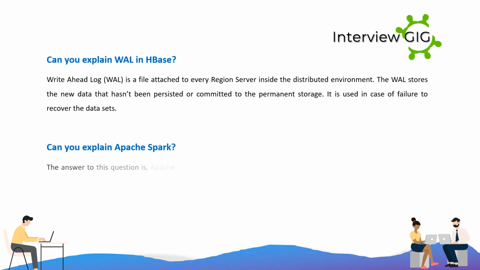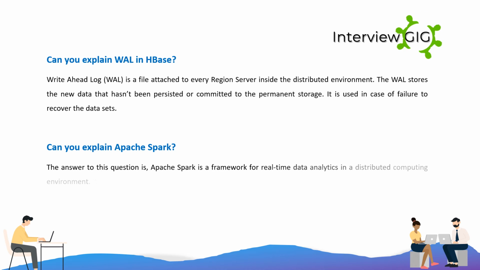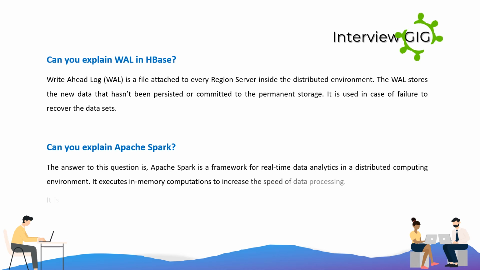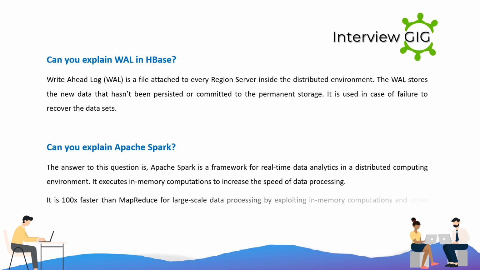Can you explain Apache Spark? Apache Spark is a framework for real-time data analytics in a distributed computing environment. It executes in-memory computations to increase the speed of data processing. It is 100x faster than MapReduce for large-scale data processing by exploiting in-memory computations and other optimizations.